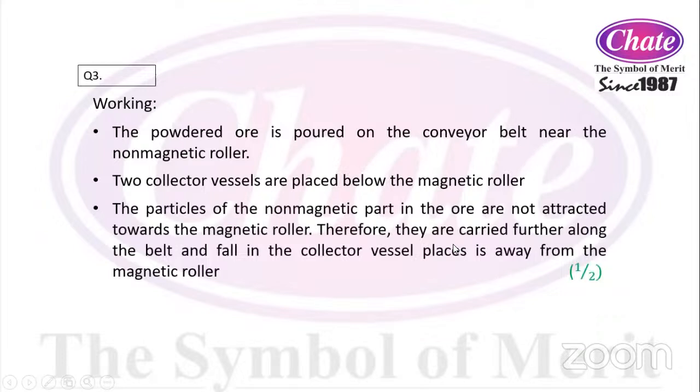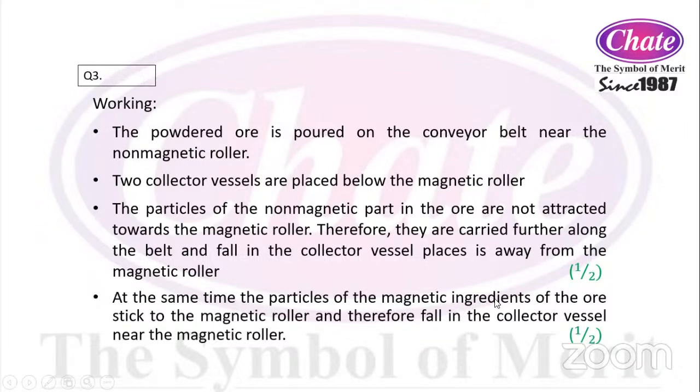conveyor belt near the non-magnetic roller. Two collector vessels are placed below the rollers. The particles of the non-magnetic part in the ore are not attracted toward the magnetic roller. They do not have the magnetic property, so they cannot get attracted. But those which have the magnetic property will be attracted and can be collected there. At the same time, the particles of the magnetic ingredients of the ore stick to the magnetic roller and therefore fall into the collector vessel near the magnetic roller. So in this way, you can write the answer for the working of the magnetic separation method.